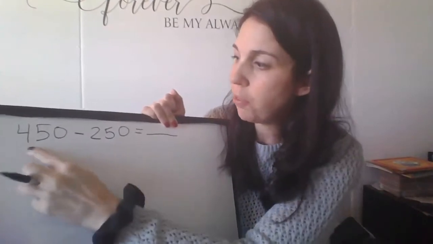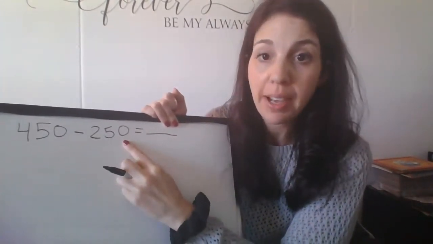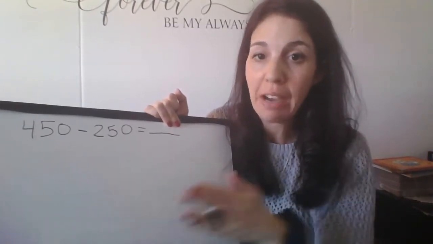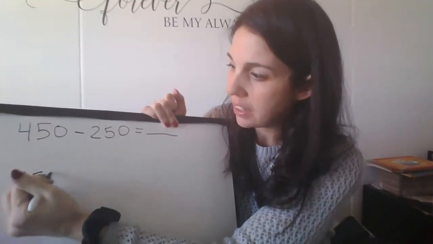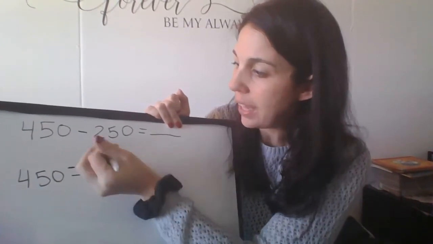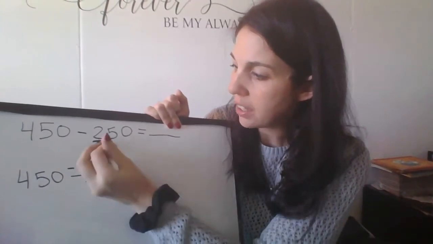Our next problem, 450 minus 250. I'm going to show you how to use the arrow strategy, not counting up, but actually counting back. So starting at 450, and this time we're going to minus, take away 200. Okay, so I'm taking away 200.